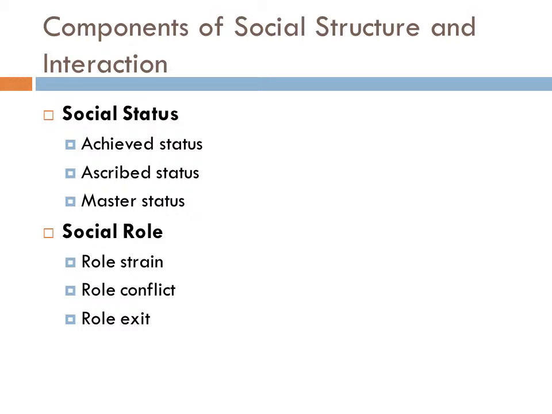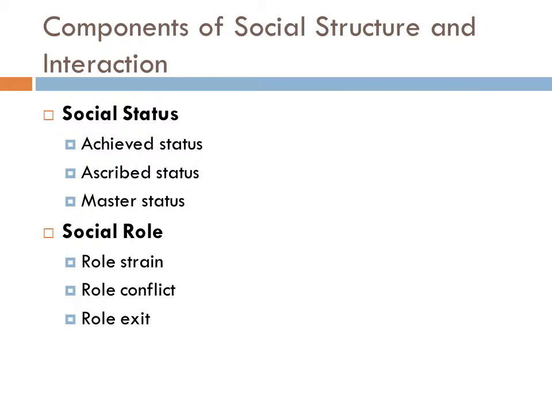Other statuses include being a son or a daughter, being an employee, being a student, being a customer, being a shopper. So you can see that we hold many different statuses simultaneously. There are three types of statuses. There's the achieved status, ascribed, and master status.